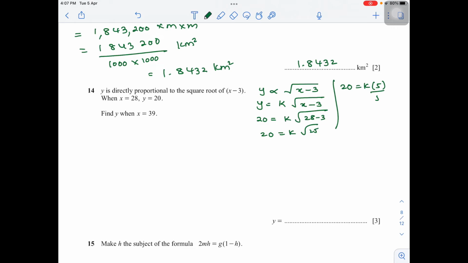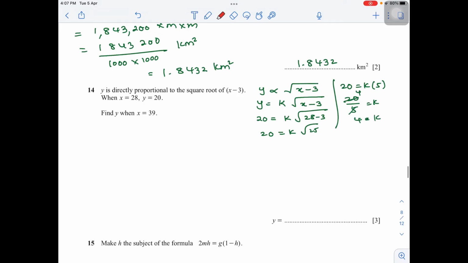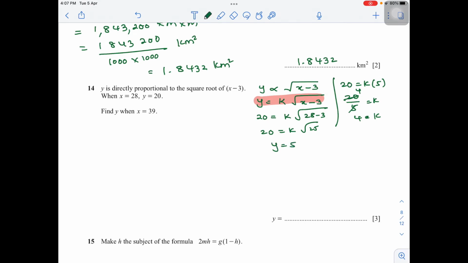Divide both sides, I can send 5 to the other side. So 20 divided by 5 is k, so 4 equals k. Now I can use this. In place of k, I write 5. So y equals 5 square root of x minus 3. All right, next one. It's not 5, I'm so sorry, that's 4.